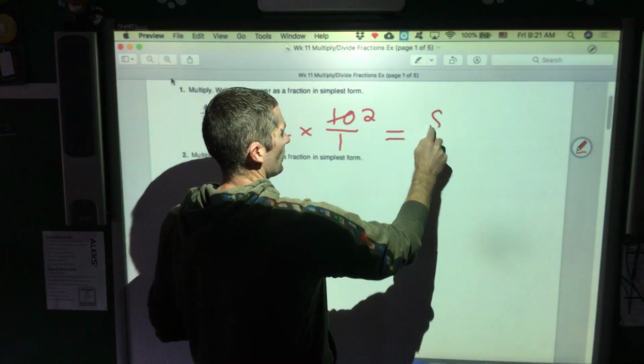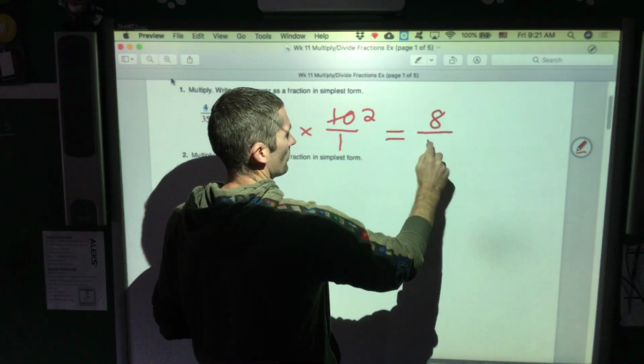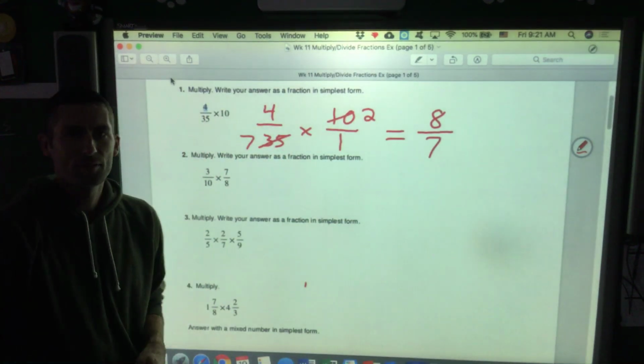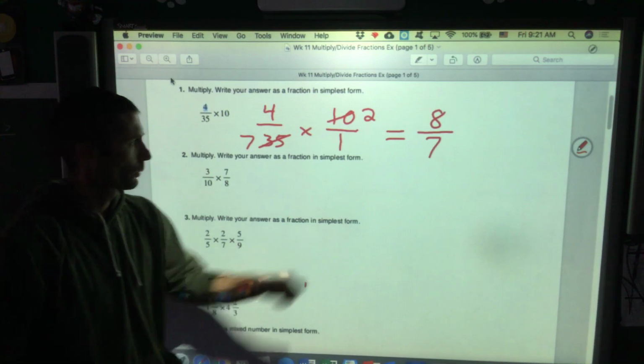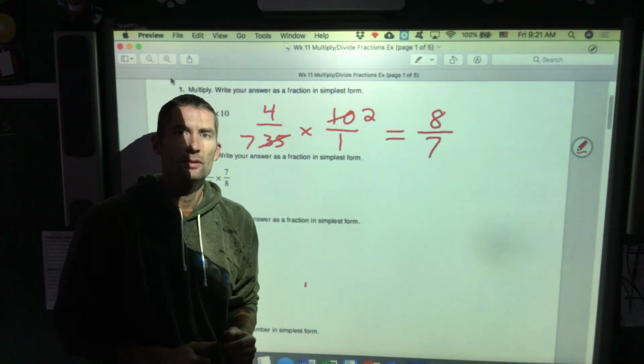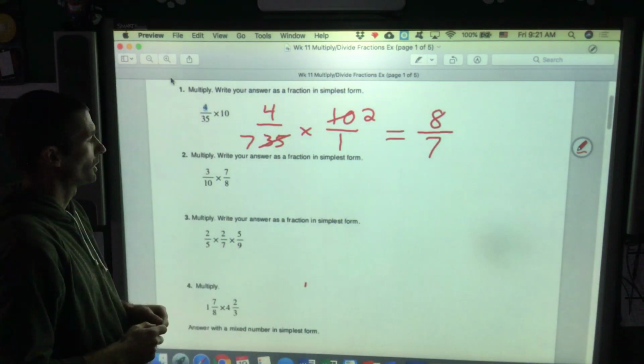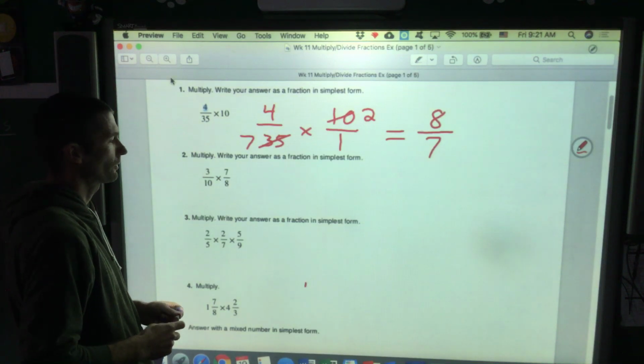4 times 2 is 8. 7 times 1 is 7. 8 sevenths is in simplest form. It's an improper fraction, but it's still simplest form. Next one, multiply. Write your answer as a fraction in simplest form.